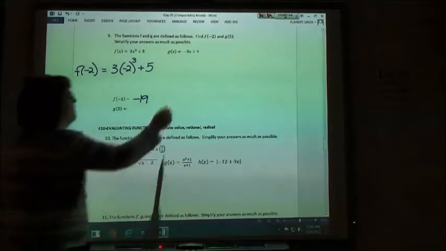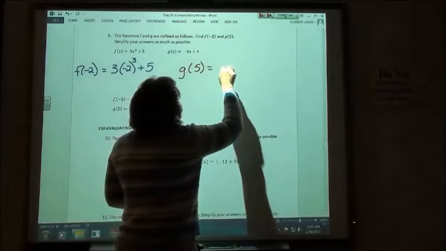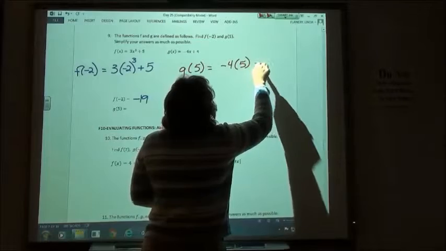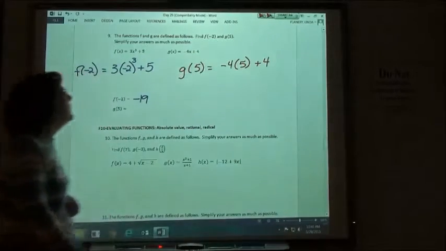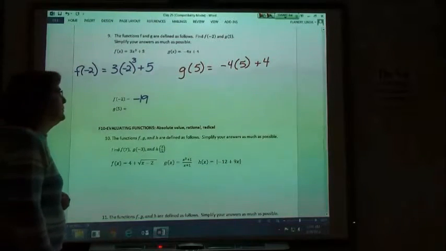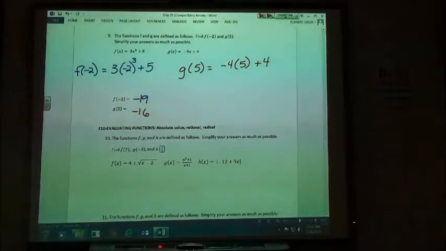Now the last one, what are we gonna do there? It's going to be 5 parentheses equals -4 parentheses 5 plus 4. -16.